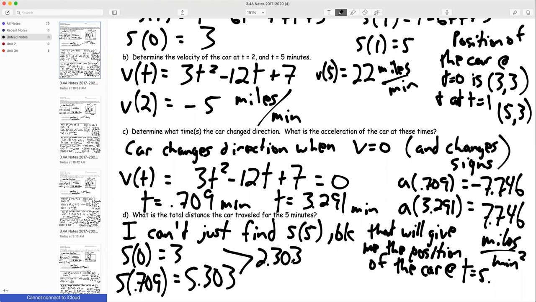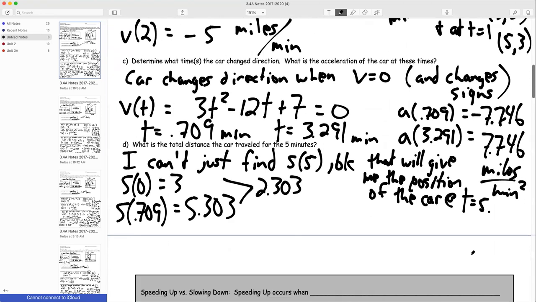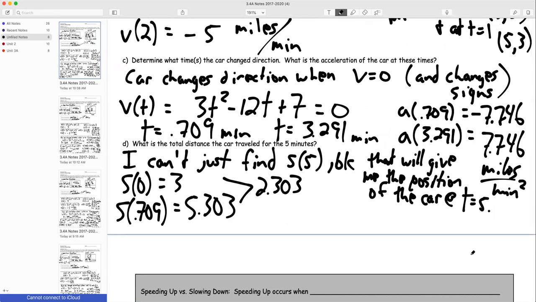So I go again from S of 0.709, which was 5.303, and I changed directions again at 3.291. So find my position at 3.291. Take your calculator, plug that in.